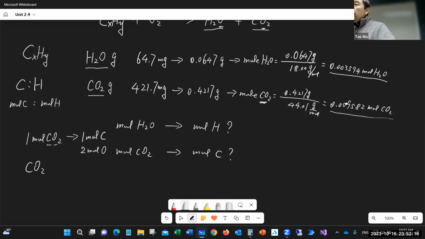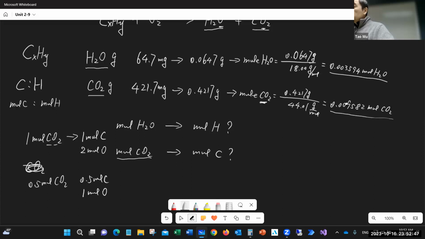That makes sense, right? So now, if we have 0.5 moles of CO2, how many carbon do we have? It's just 0.5 moles of carbon, right? And you can also have 1 mole of oxygen, because that's 2 times 0.5, you got 1 mole of oxygen. That makes sense, right? So that's the same thing over here.